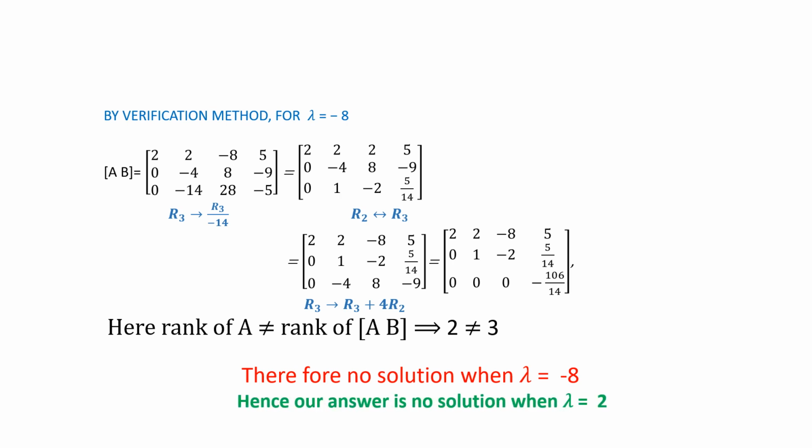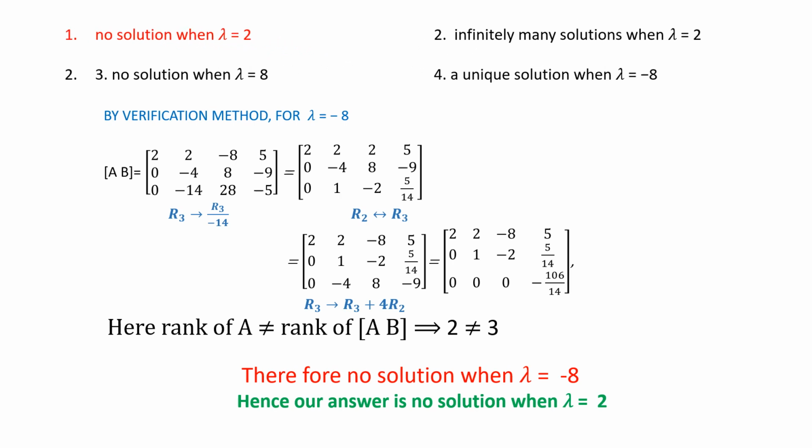Therefore, our answer is no solution when lambda equal to 2. So this is in option 1. So finally, our answer is the system has no solution when lambda equal to 2. It is the solution for the problem.